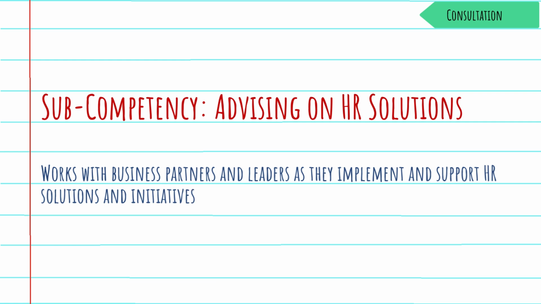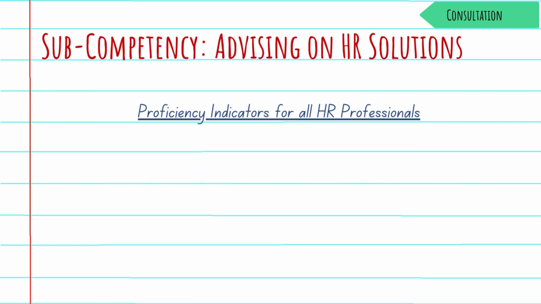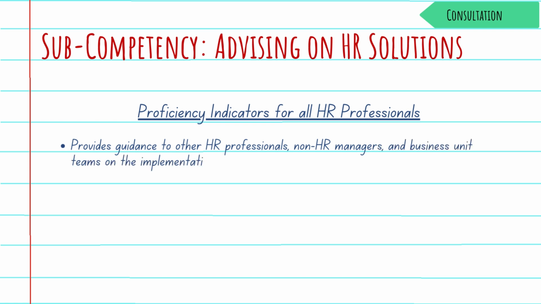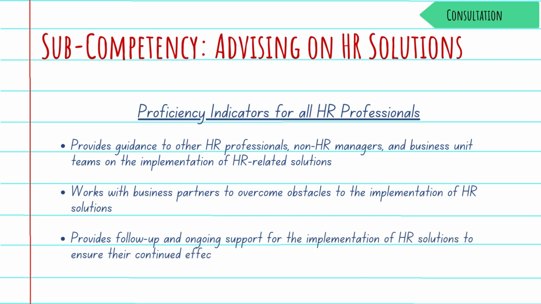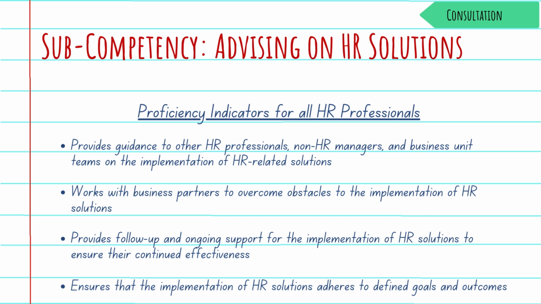initiatives. Proficiency indicators for all HR professionals in this subcompetency include providing guidance to other HR professionals, non-HR managers, and business unit teams on the implementation of HR-related solutions, working with business partners to overcome obstacles to the implementation of HR solutions, providing follow-up and ongoing support for the implementation of HR solutions to ensure their continued effectiveness, and ensuring the implementation of HR solutions adheres to defined goals and outcomes.